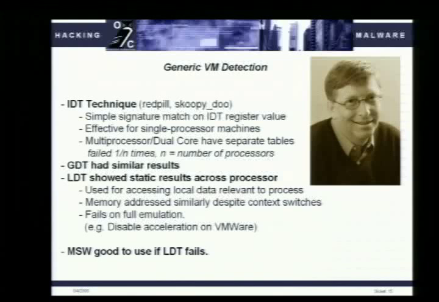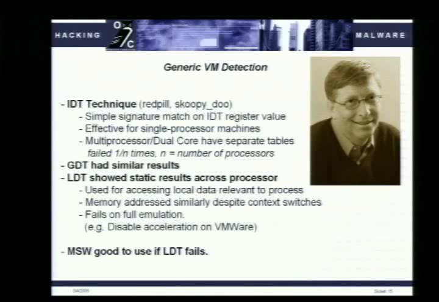The global descriptor table had similar results. It was ineffective in discovering this. The only thing that was useful was the LDT. You could see it across a parallel system, and it always had the same value. And since it's used for accessing local data, it's all operating system dependent, but for our case in Windows, it worked quite nicely. So memory is addressed similarly on the context switch.